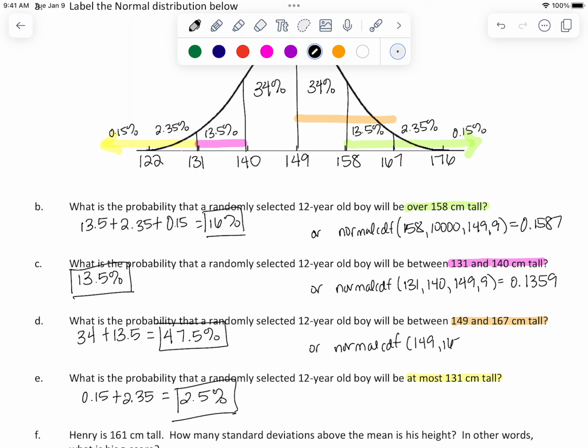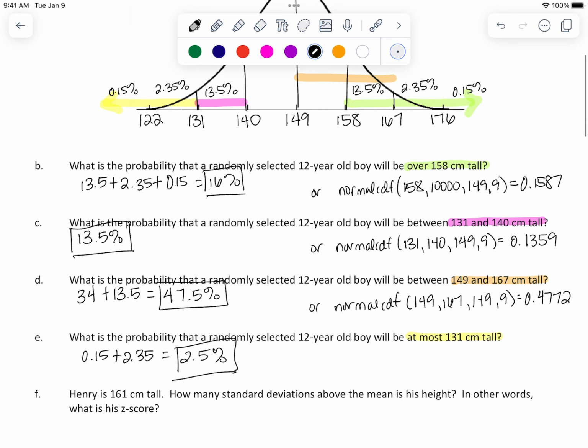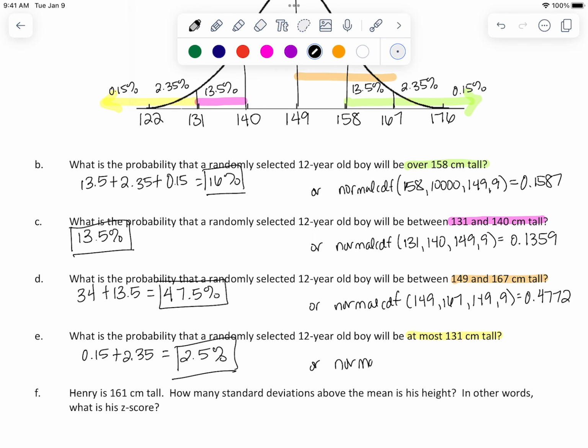For D, you could do normal CDF, 149 to 167, 149, 9, and that would give you 0.4772. And for E, you could do normal CDF with negative 10,000, 131, 149, 9, and get 0.0228. So the empirical rule percents you can see are nicer, rounder numbers. Again, we're using that empirical rule. Normal CDF, you're getting a more exact answer using the normal distribution, but either of these solutions would be fine on the quiz.